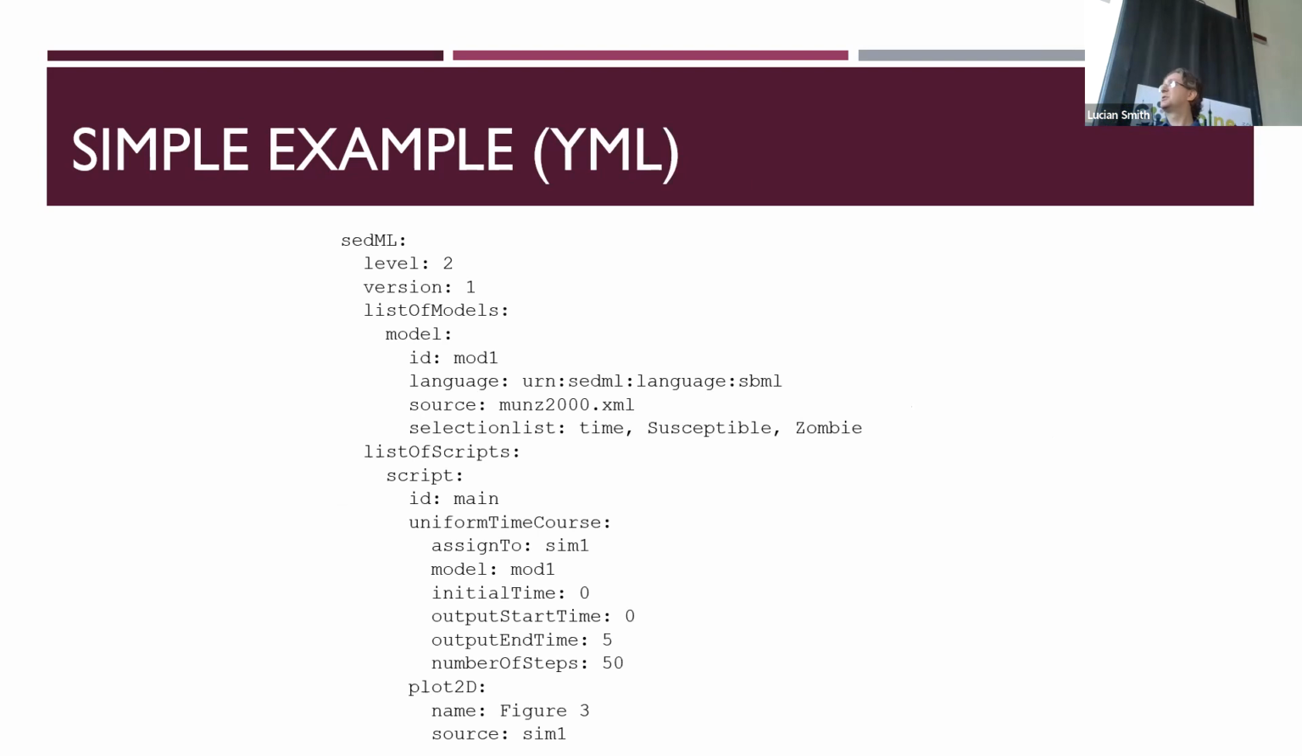In YAML, this is what it would look like. I'm going to use my mouse instead here. So we define the model here. We have a list of models, of which there is exactly one. We define what language it is. It's SED-ML. It comes from this file name. And then also, this selection list is new, and I'll talk more about that in a bit. It helps define what the output is. So when I'm running this simulation, it looks at the model that I got from here, and says this is the output that I should be using.